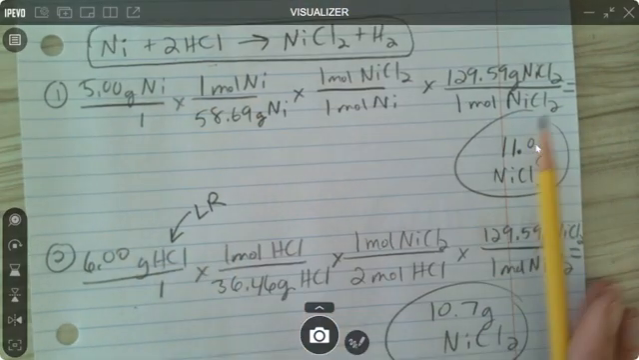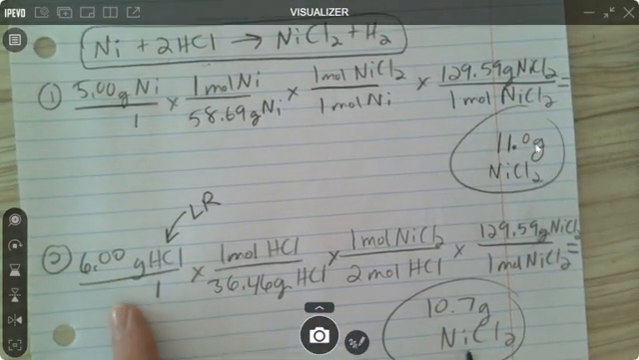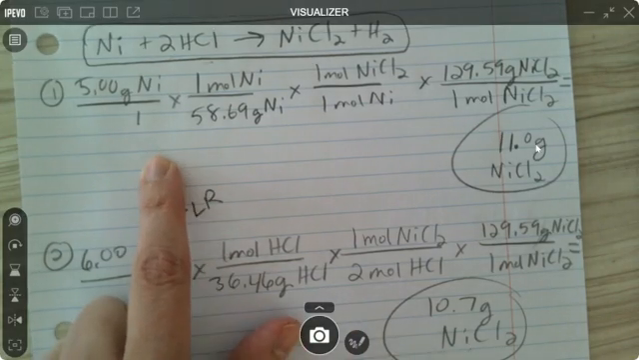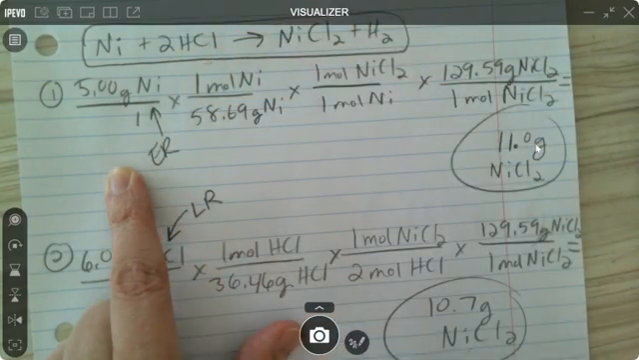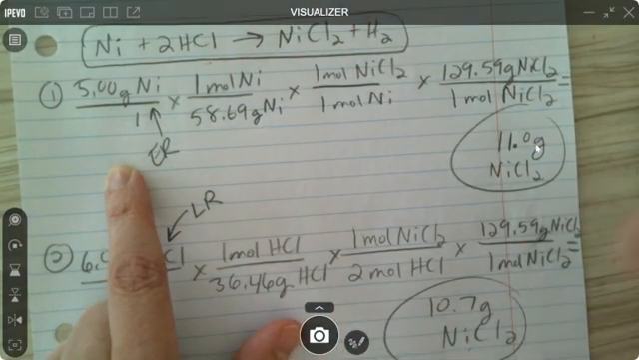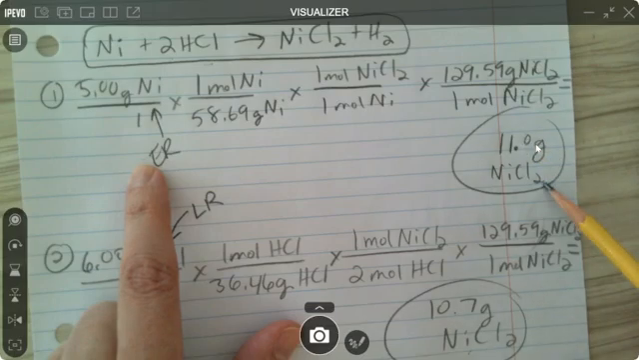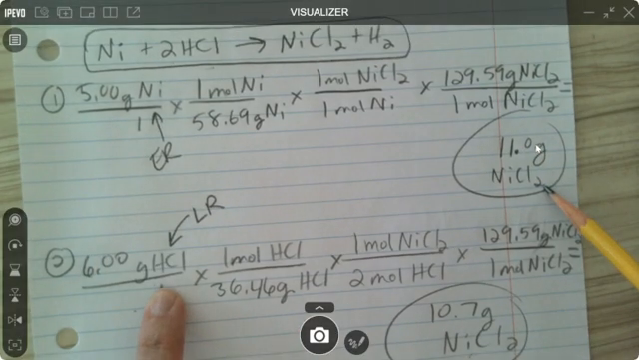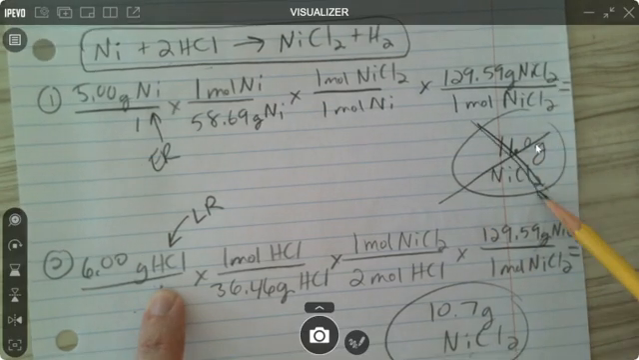But if you go all the way to the same product both times, then you can tell whatever leads to less product is the limiting reactant. Whatever would lead to more product, write ER for nickel, okay? Whatever would lead to more product is the excess reactant. If all the nickel was used up, we'd make 11 grams of product. But do we have enough HCl to make 11 grams of product? No. Everyone put a big fat X over the 11 grams.